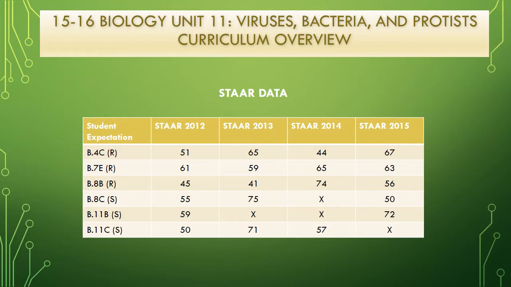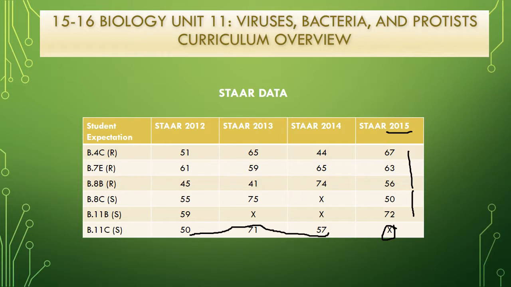Okay, as we look at our STAAR data, as we can see for the past 4 years over the STAAR assessment, there's been some fluctuations again in our data. Last school year, 2015, all the SEs were assessed but one of the supporting, which is 11C, which we have no data for. But as we look over the previous years, we can see that there's been fluctuations, increases, and decreases in that data as well.